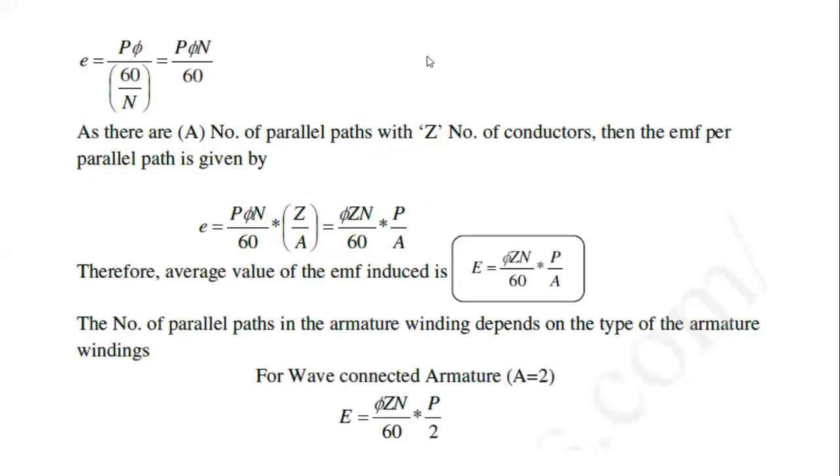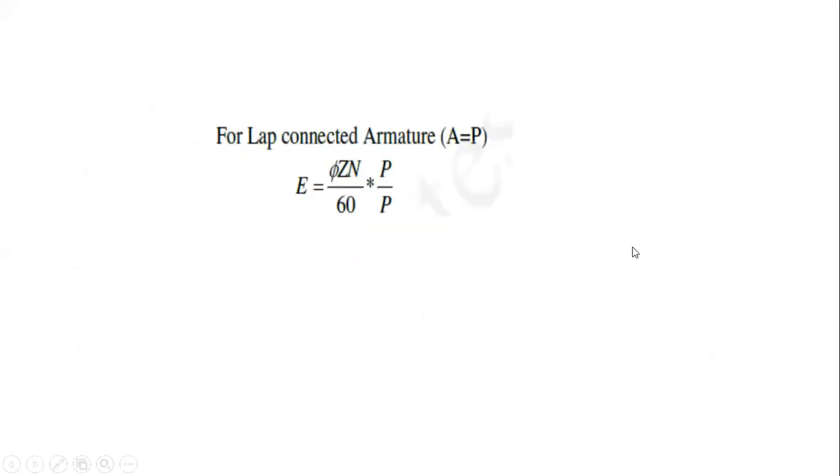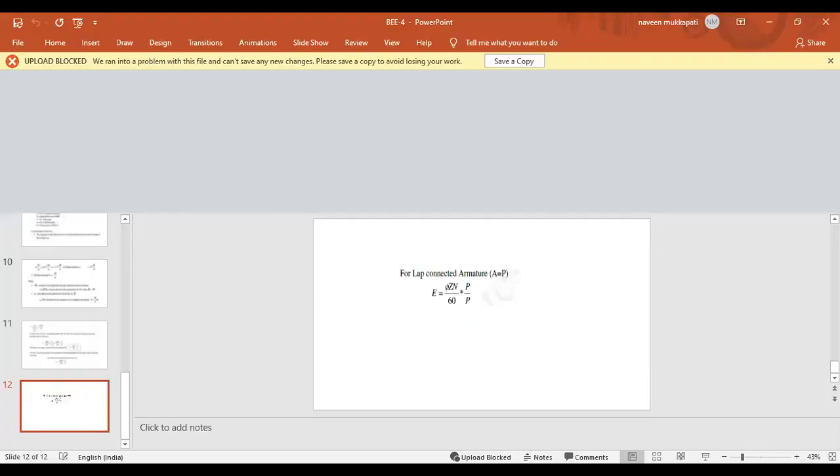Okay, once we observe the EMF equation, according to Faraday's second law, E is equal to minus N d phi by dt.